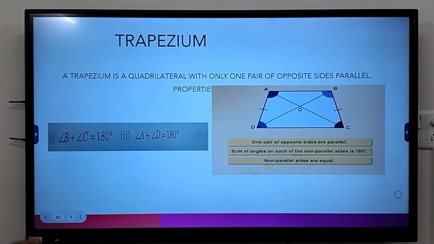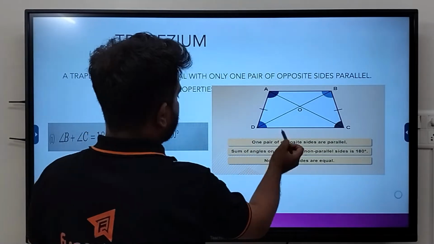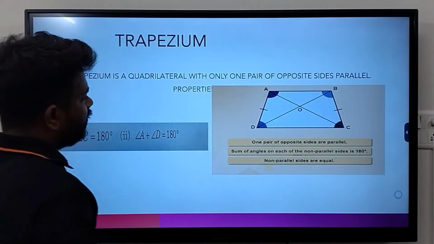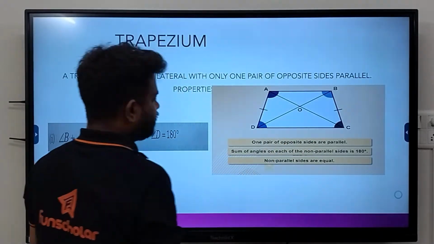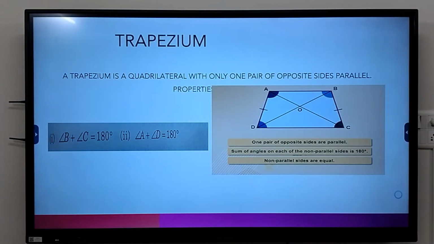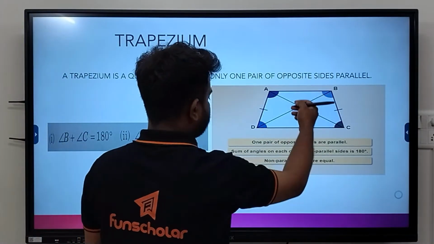Next, a trapezium is a quadrilateral with only one pair of opposite sides parallel. Like for this one, one pair of opposite sides are parallel. This one is parallel to this one. The sum of all angles on each non-parallel side is 180. Now, the non-parallel sides are not necessarily equal. Okay, this one is equal.